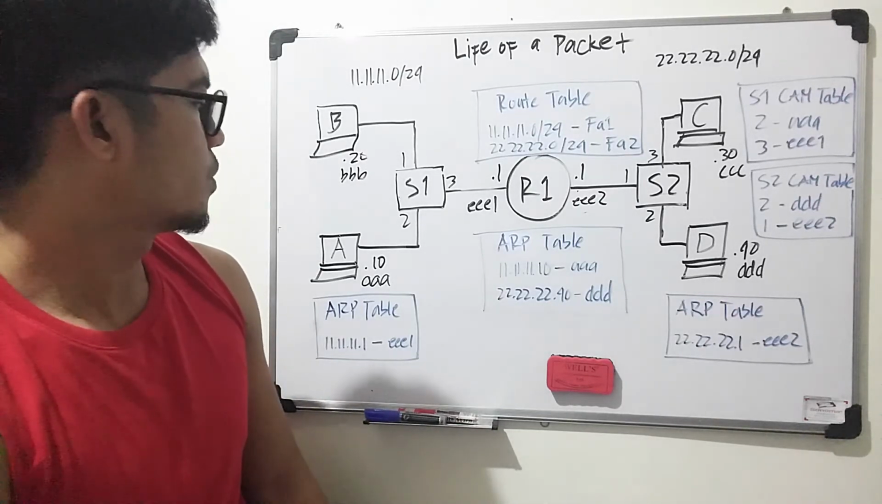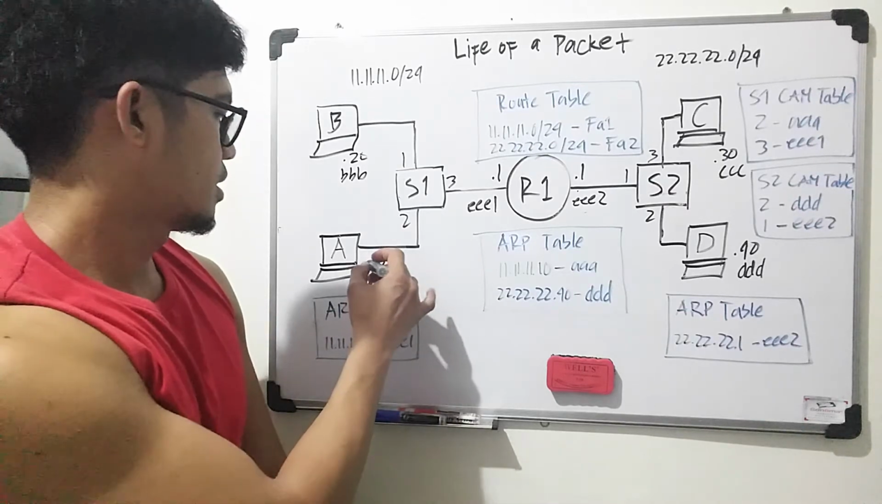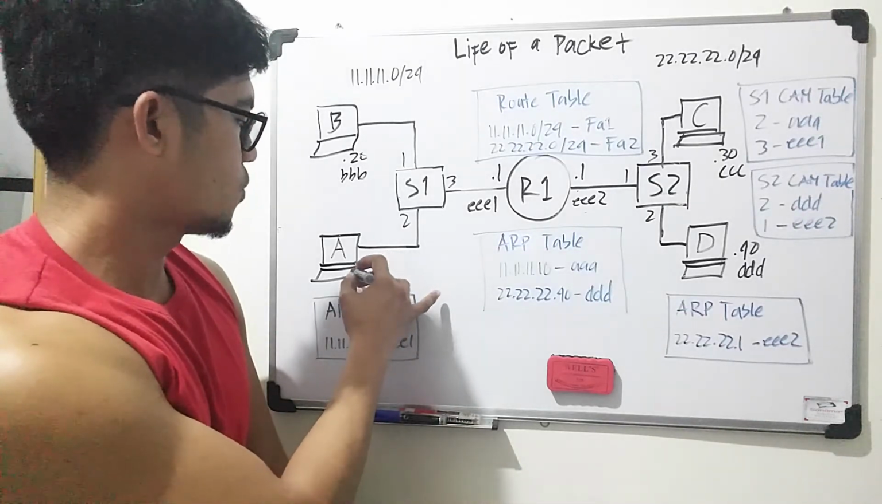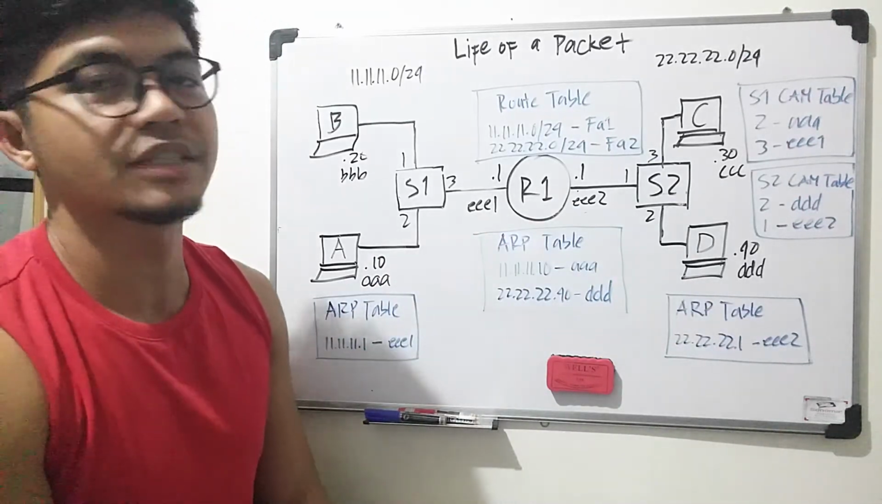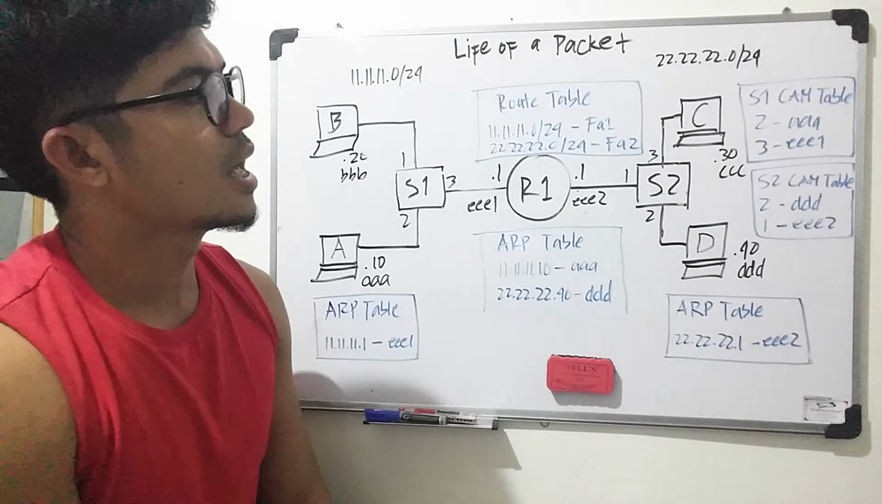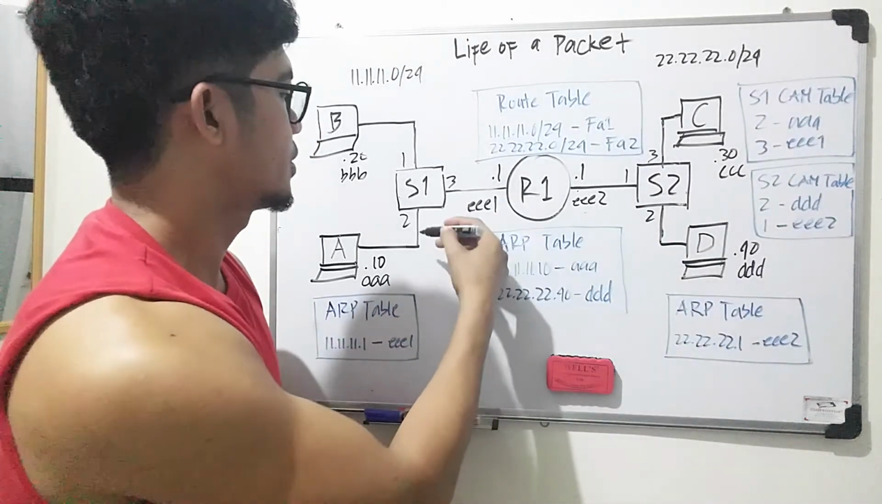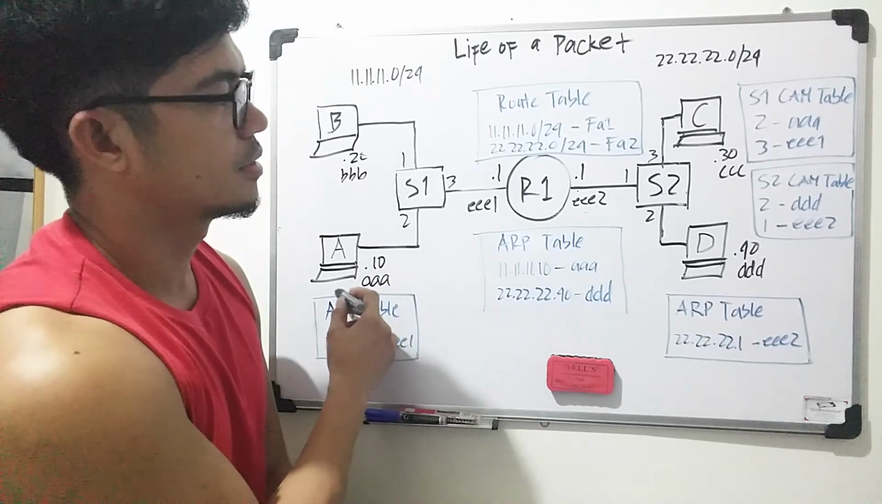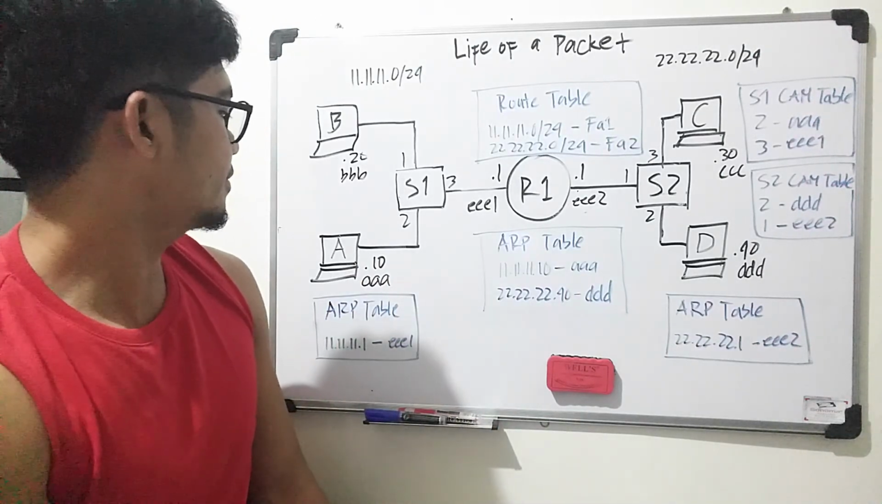So this is just what happens when the packet gets from host A to host D. So this is just one way. So in the next video, I'm going to talk about how a packet goes back to the source, which is in this case host A. So yeah, that's it for now.